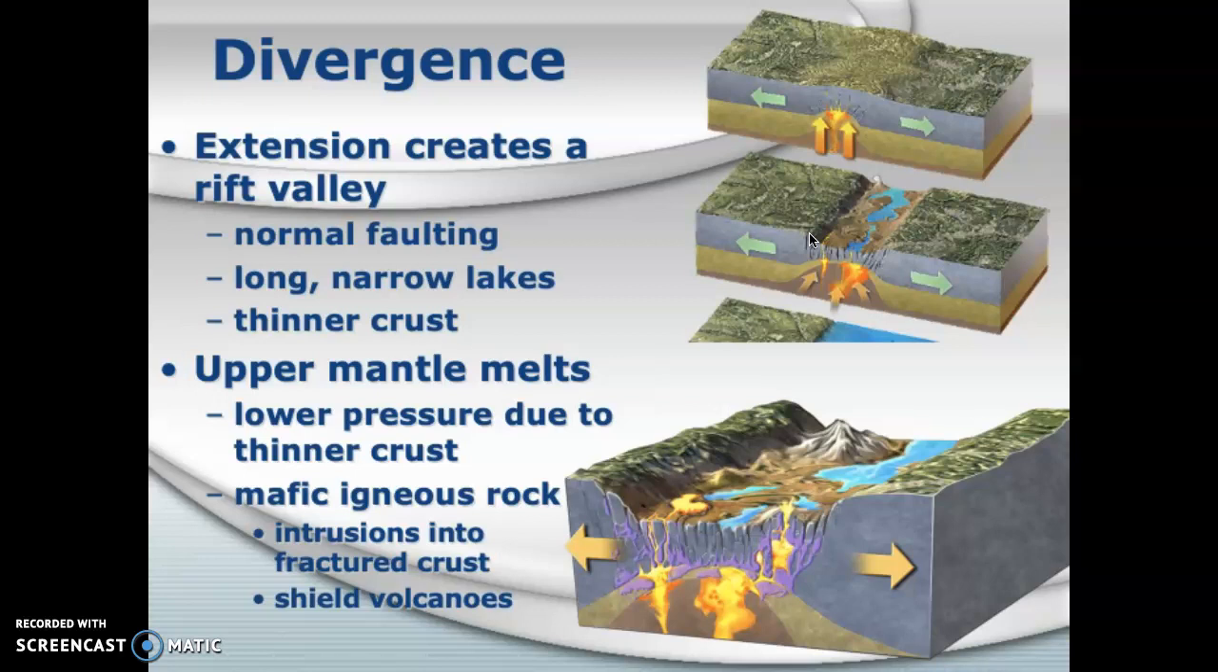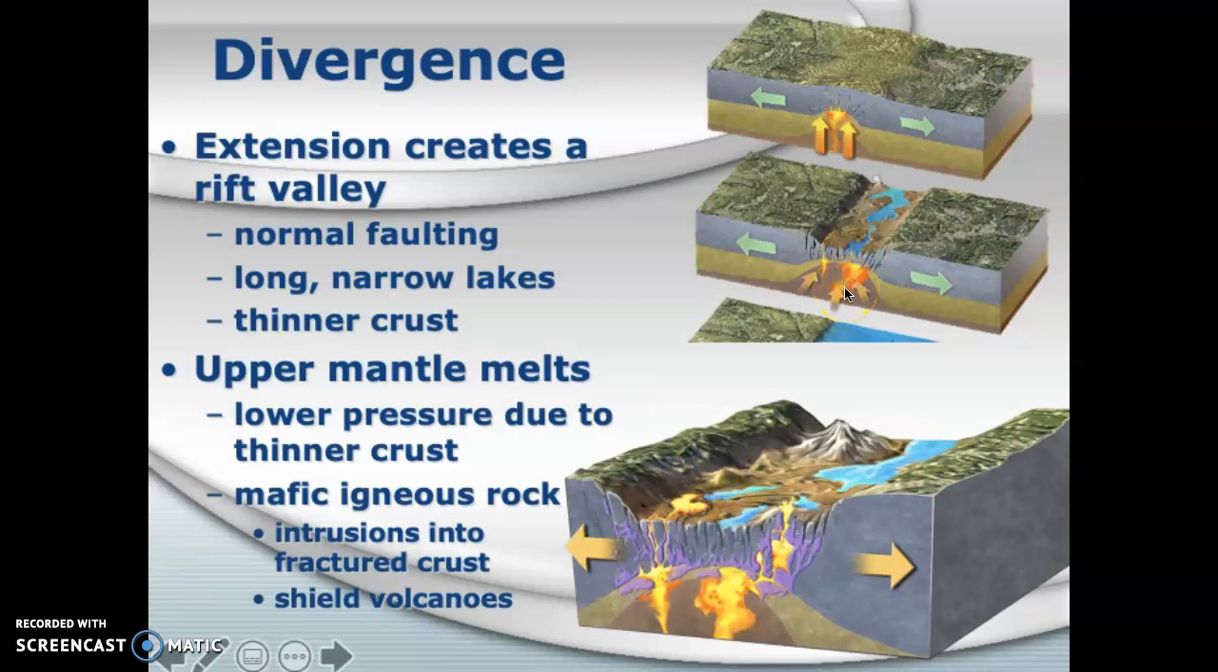So we get this feature called a rift valley with normal faults on either side. And as you might expect, water would collect there because it's a low spot on the landscape, and so you can see they've got some lakes drawn in.